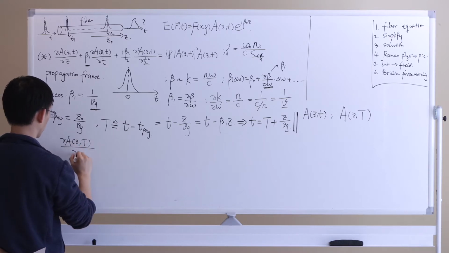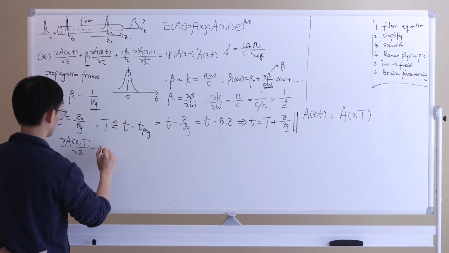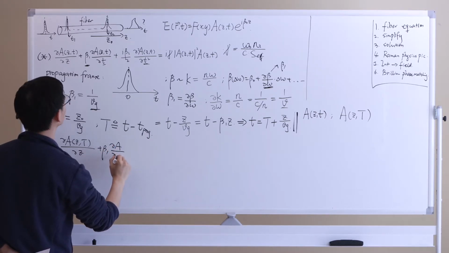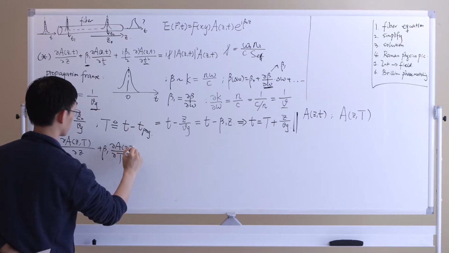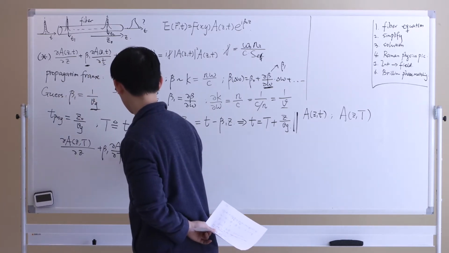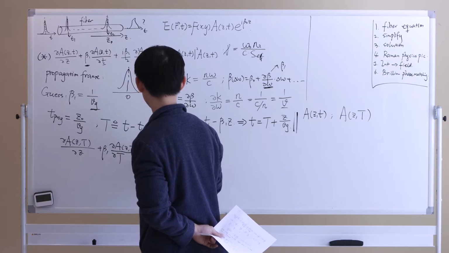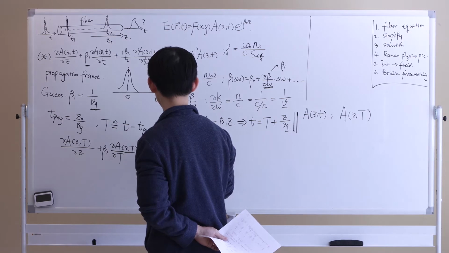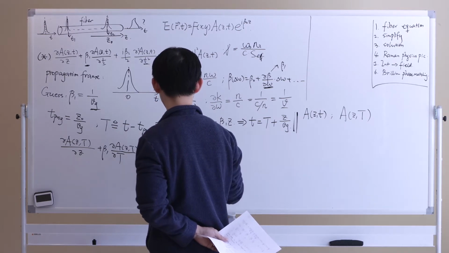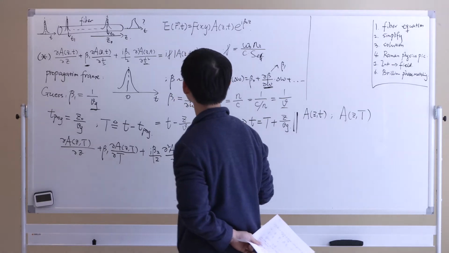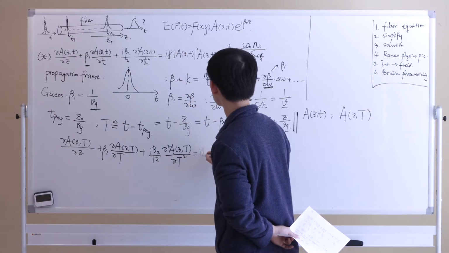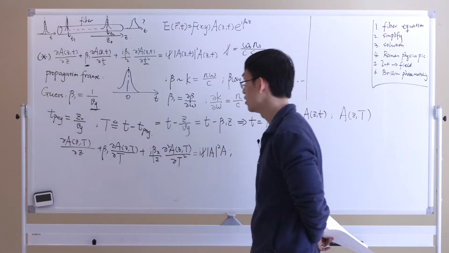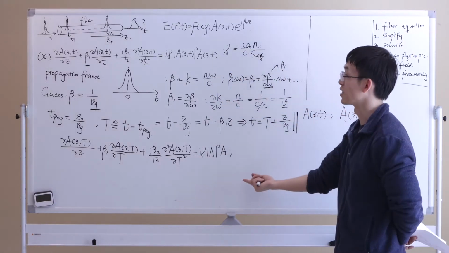So that it becomes partial A(z,T) partial z plus beta 1 partial A partial t, and so on. Okay, so you might wonder, does this make any sense, right?